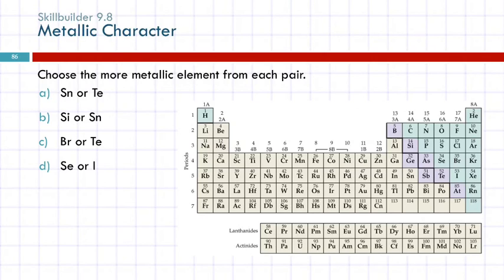I'm just going to do two of these because I'm sick of them. Tin or tellurium? Here's tin, here's tellurium. Which one is more metallic? Well, this one's actually a semi-metal. It's not even a real metal, and that one is a metal. As we go across, they become less metallic. Tin is more metallic than tellurium.